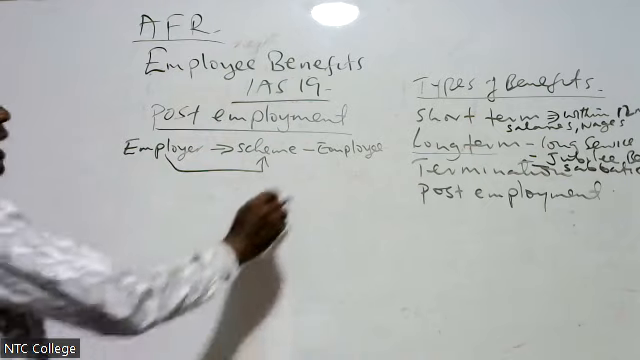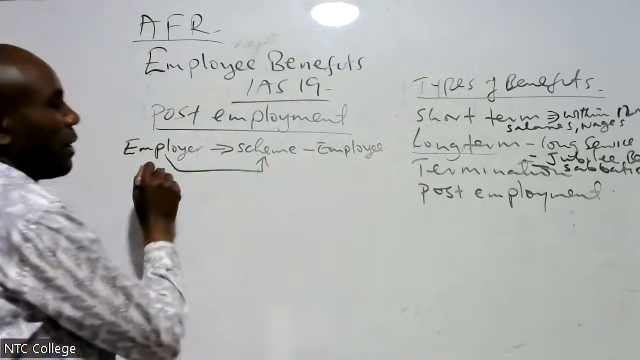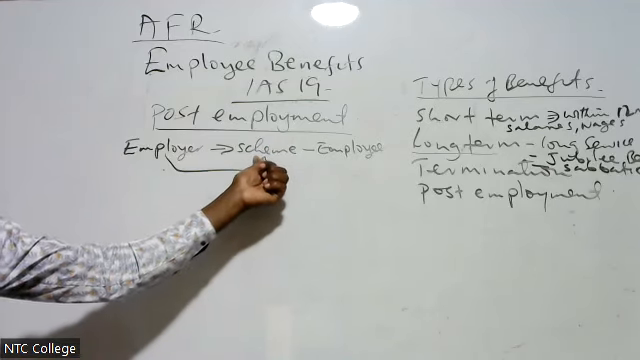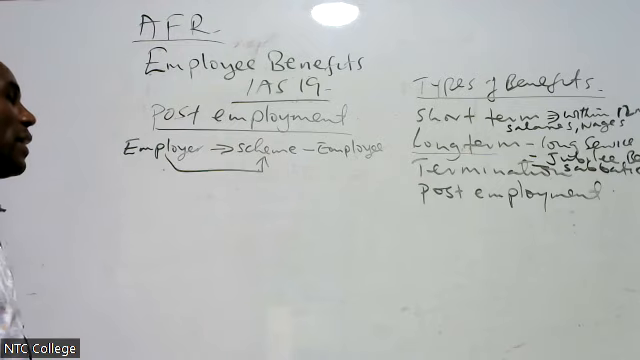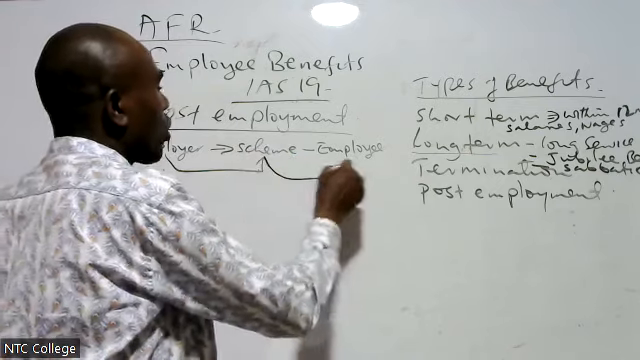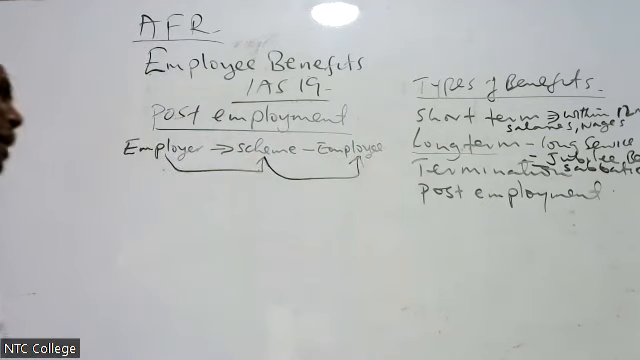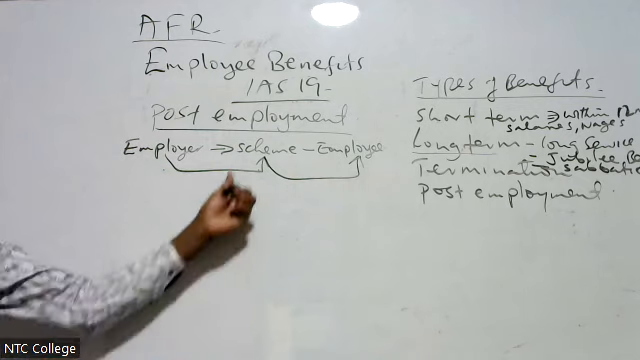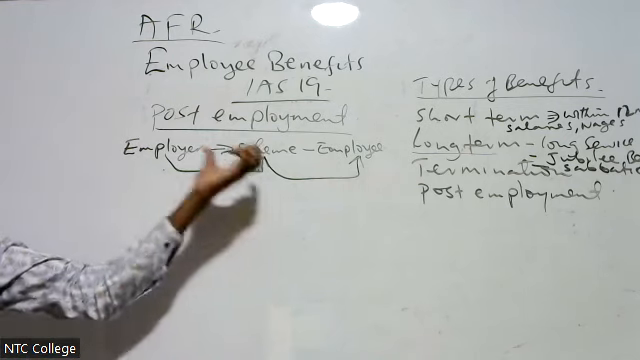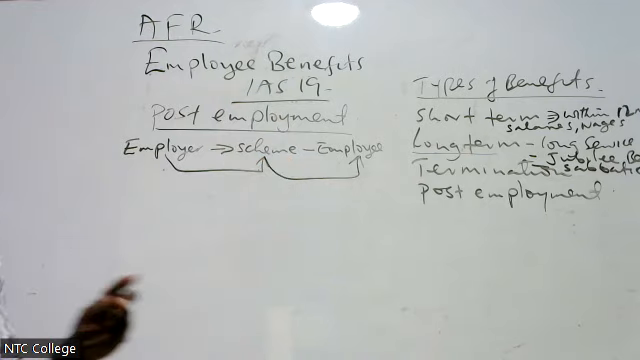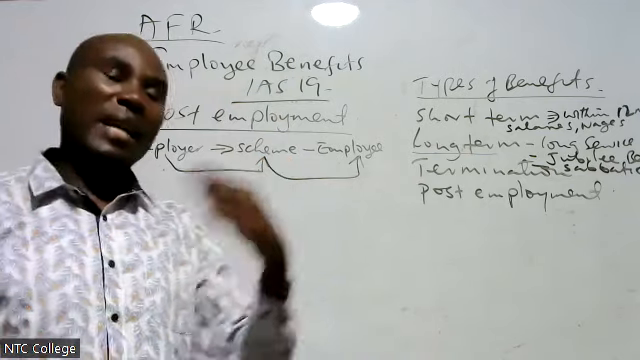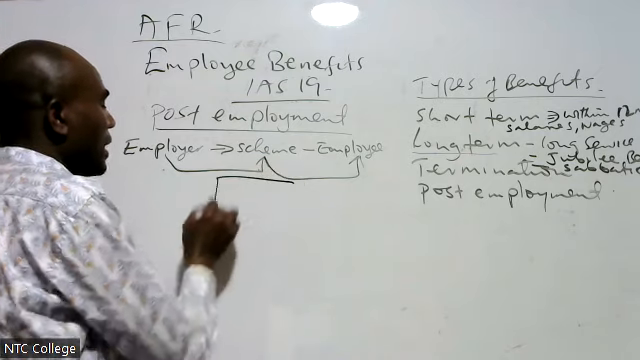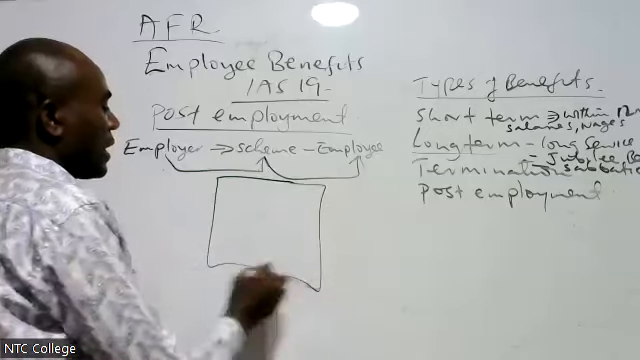Then when the employee retires, the employee will not come to the employer for the benefits. The employee will go to the scheme to get the benefit. Therefore, it is the scheme that will compensate the employee, not the employer. But the person funding the scheme is the employer, who is contributing money to the scheme so that it accumulates money and pays out. Now, how is the scheme formed? Listen very carefully.